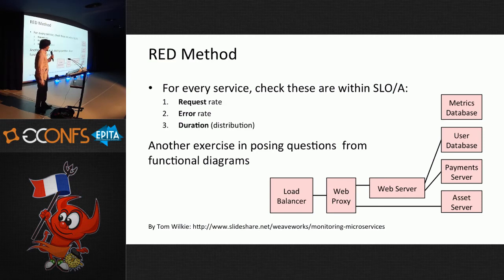Tom Wilkie came up with the RED method. I think he was inspired by the USE method. So this is at a higher level, for a web service, looking at 3 metrics: request rate, error rate, and duration, and going through components from a modern application environment. And it's a similar useful exercise.